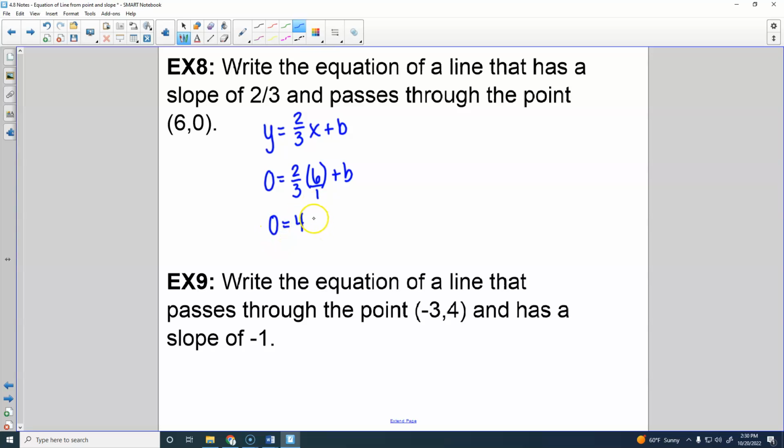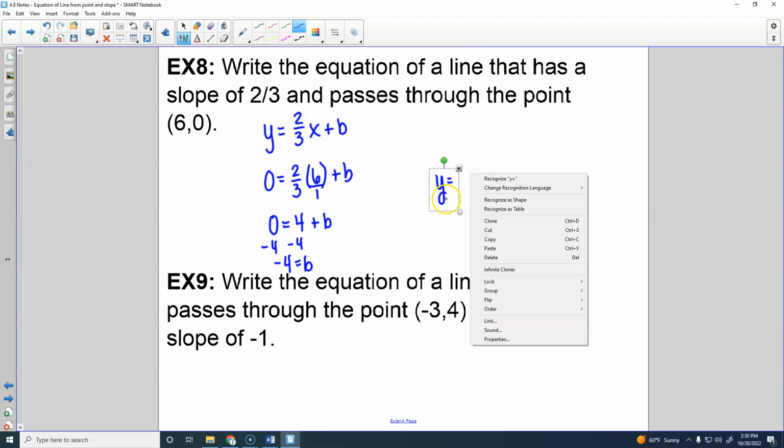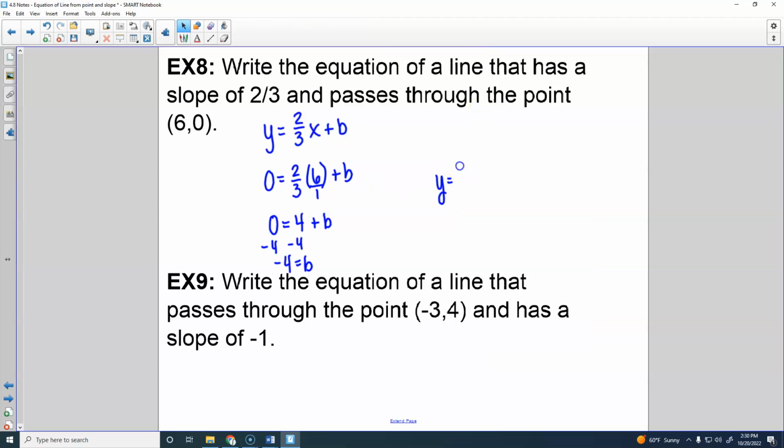So I get 4 plus b. And then what do I do, Caitlin? Subtract that 4. So negative 4 is our b. That's our y-intercept. So what's the equation of the line, Caitlin? Good. 2/3 x minus 4.